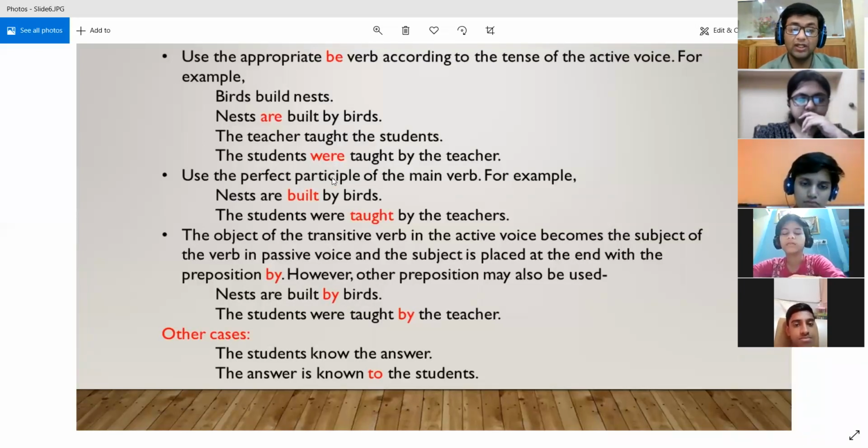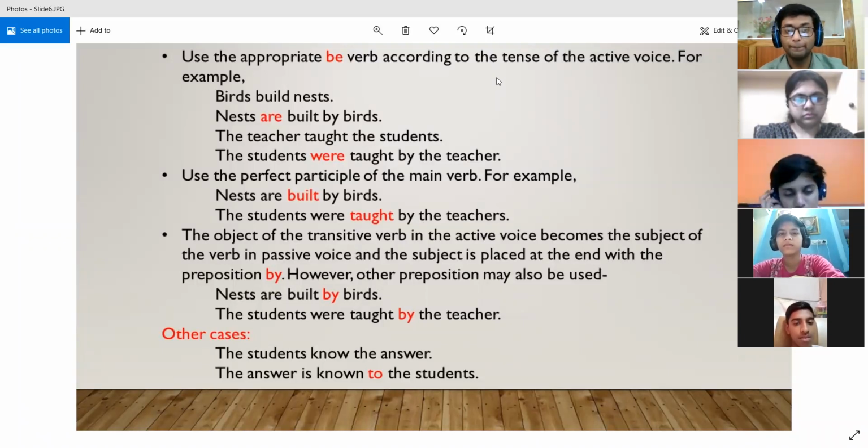We have to use the perfect participle of the main verb. That is the third form of the verb. For example, when we say birds build nests, what is the third form of the main verb build? It's built. So we are using the third form of the verb. Similarly, for taught, the third form of the verb is taught only. So we are writing taught only. So the third form of the main verb is also required.